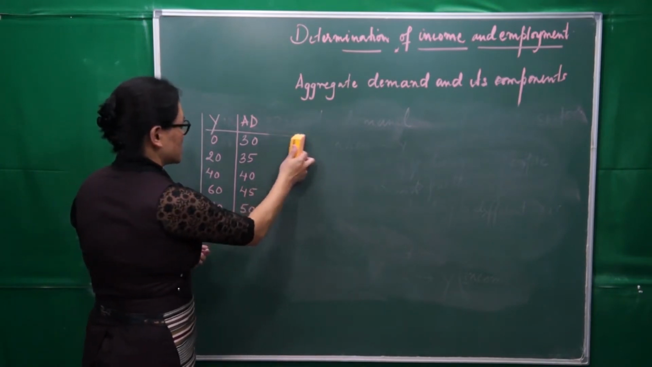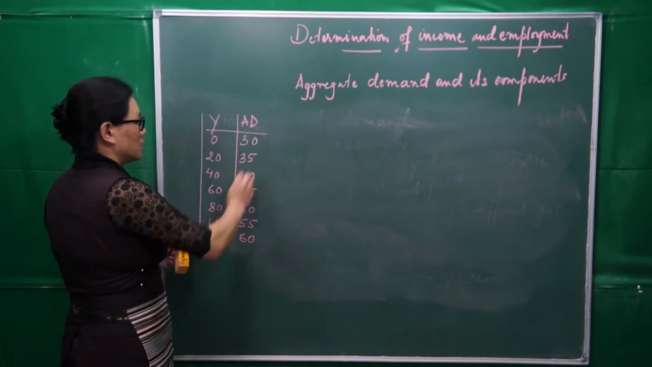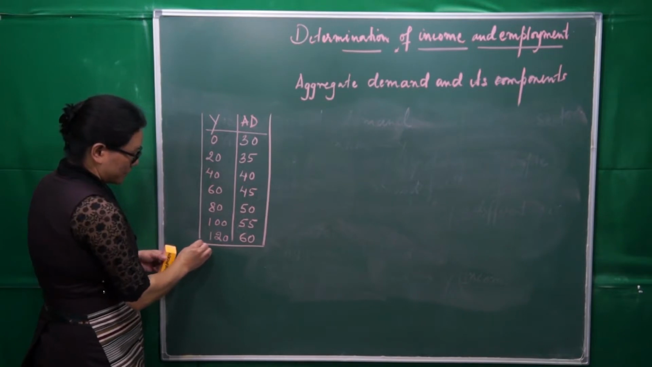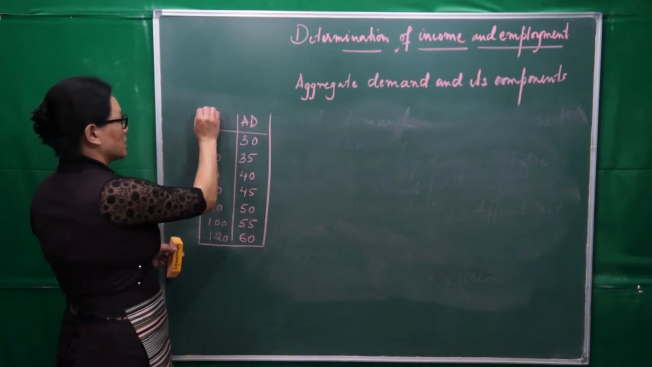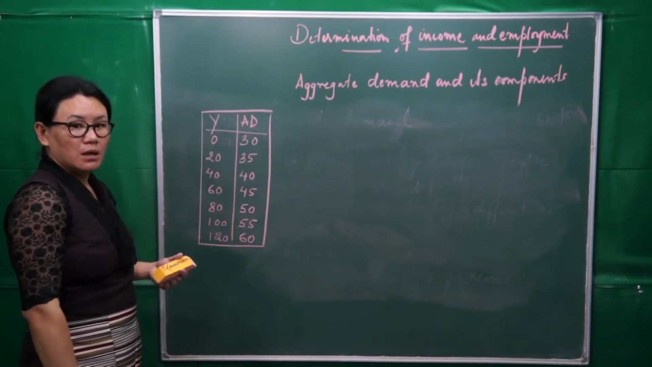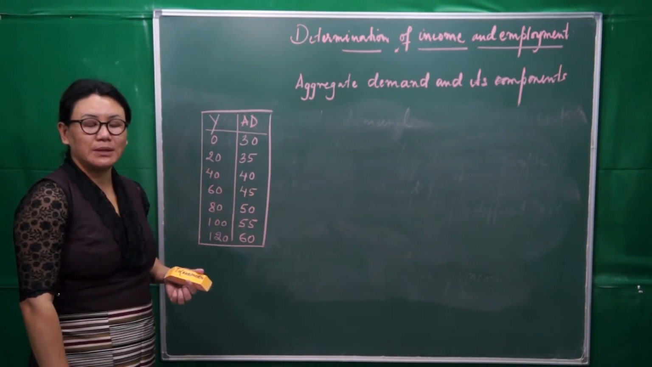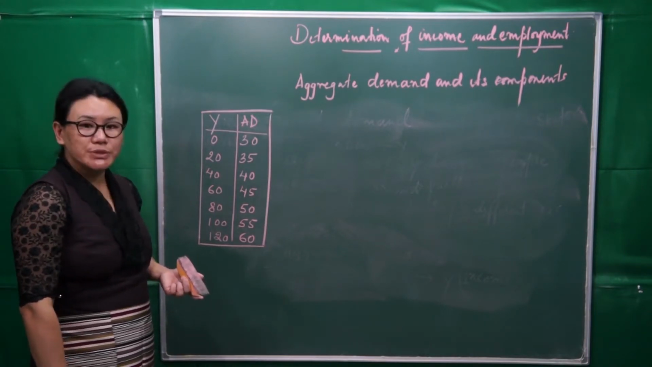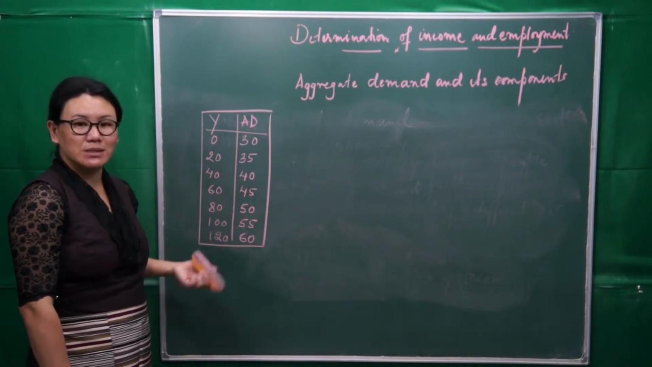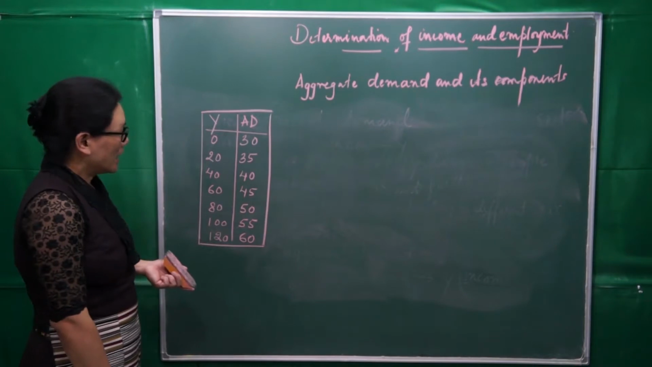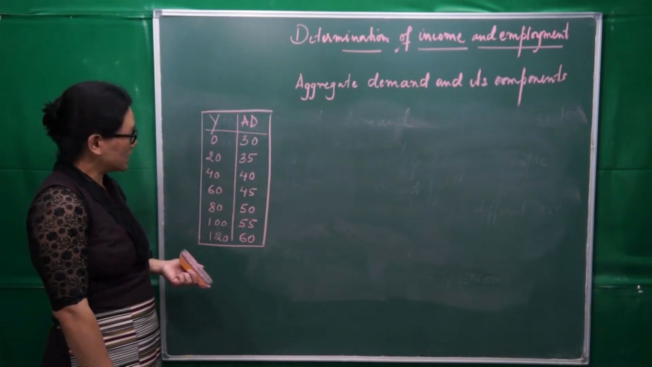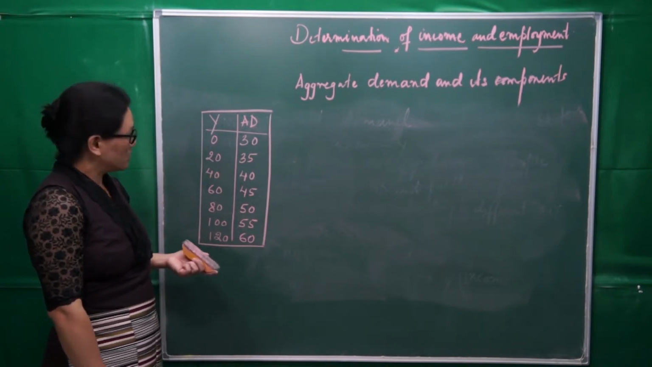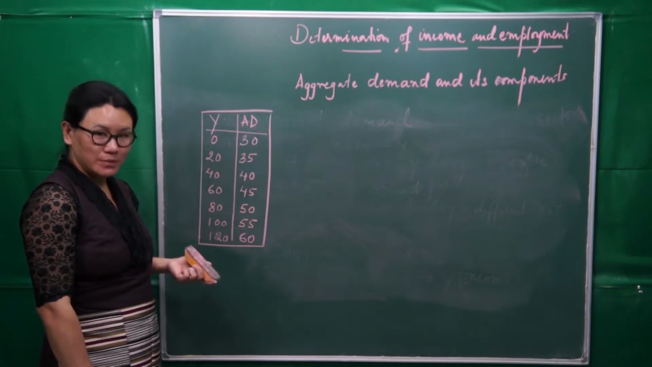Now this is a schedule, a table, in which we have taken income and AD. Now we need to see here the relationship between these two. We have to observe now what is happening in this schedule, and we are going to see certain observations. I will list down a few observations from this. All right.